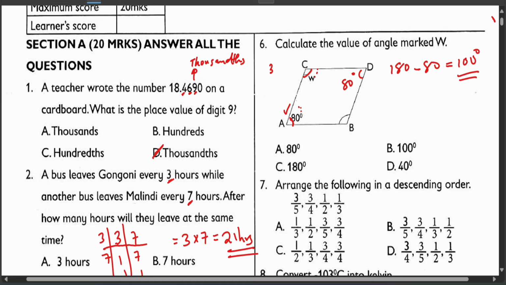So all in all, adjacent angles, just know the adjacent angles add up to 180. So have 180 and 80, so this is 180 minus 80.